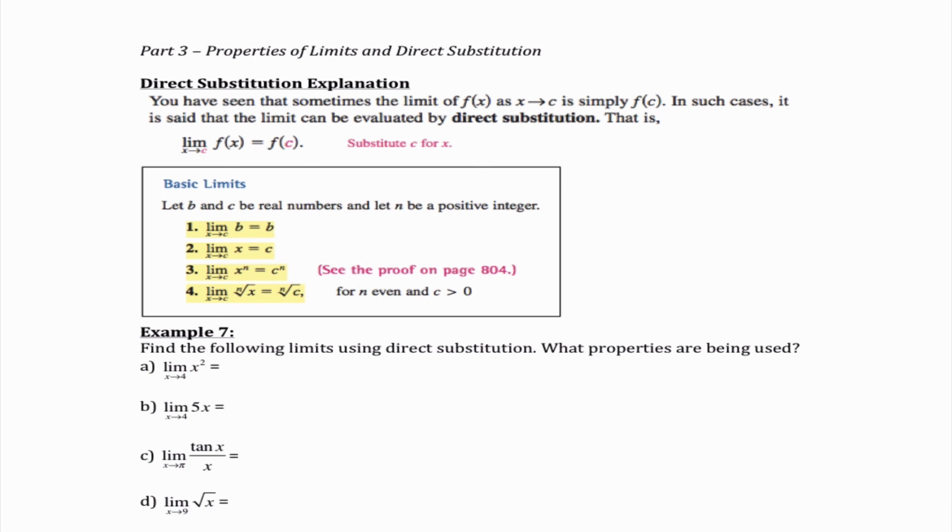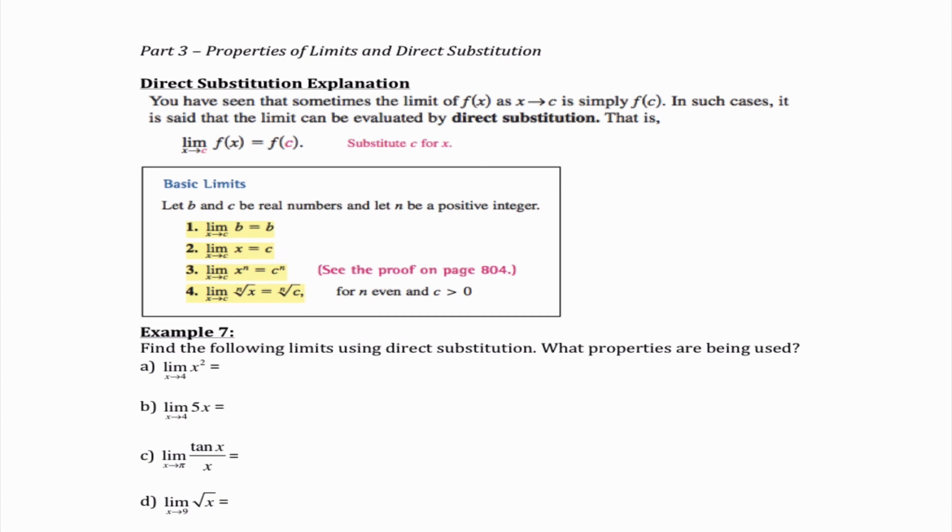So the final thing that we're going to do today is talk about direct substitution. Now, unfortunately, this does not always work, but today it's going to work, which is great. And the explanation for direct substitution, we've seen that sometimes the limit of f of x as x approaches c is simply f of c. We saw that in our very first example. When I substituted directly into the equation, we got the height, which was the actual limit of that function.